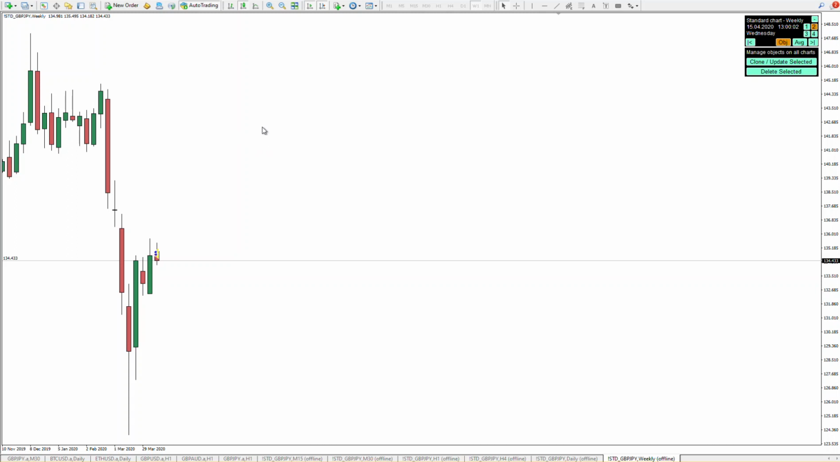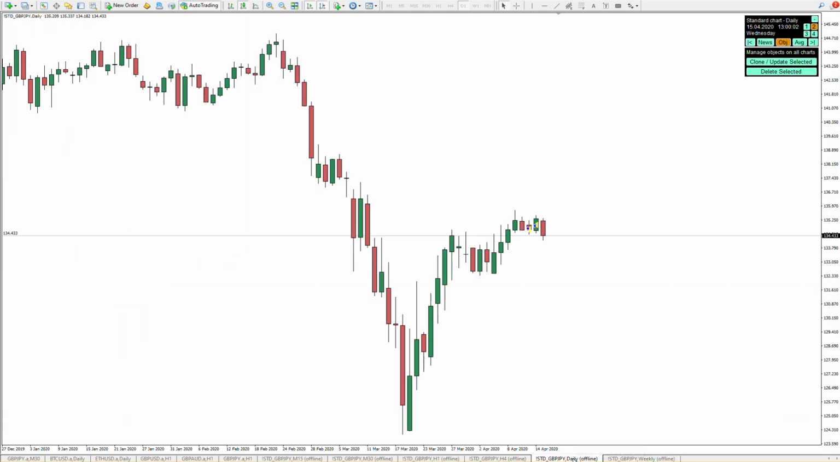Wednesday. Current week is bearish. Previous week was bullish. Current week could not break the high. Daily tried to make higher highs, but formed resistance, like here. Today's candle is bearish. Made a lower high. Made a lower low.